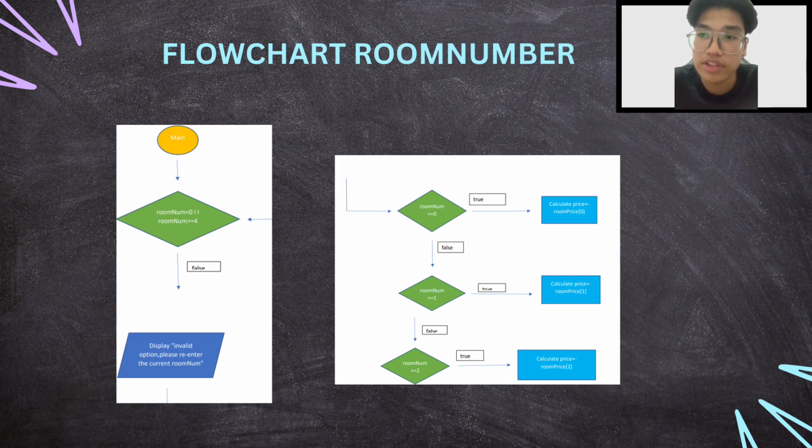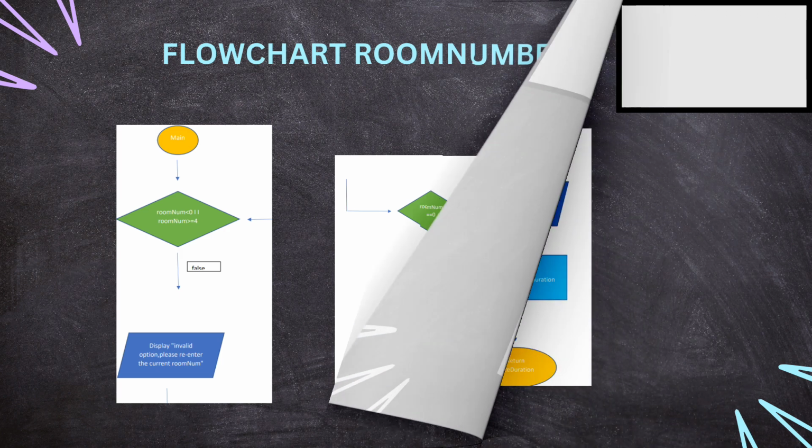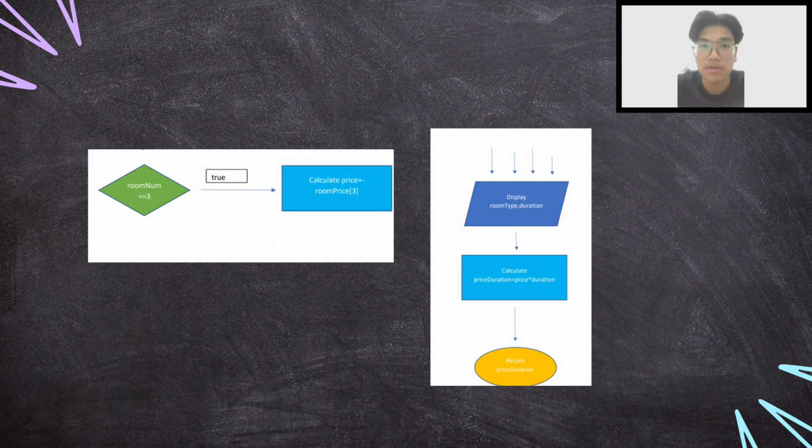If the statement is true, we calculate the price for room price number 2. And if room number 2 is also a false statement, we will go to room number 3. If the statement is true, it will calculate the price for room price number 3. And after we run all of the room numbers, it will go to the display.